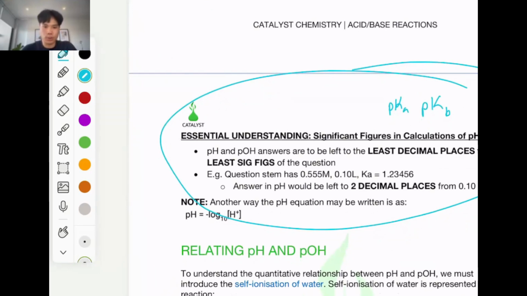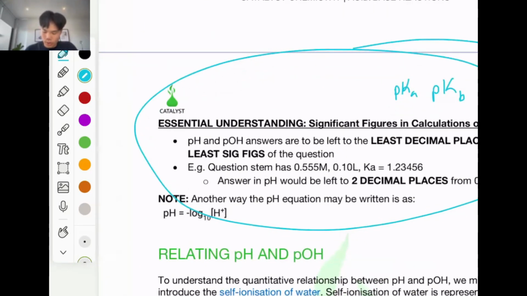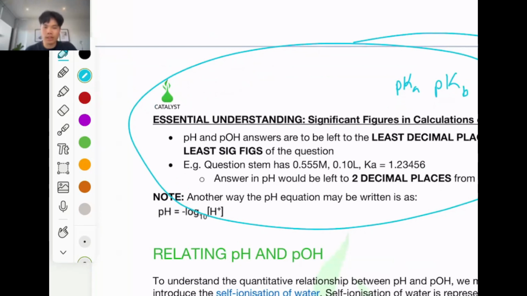For pH, it's always just a 2, regardless? No, not always to 2. It's to the least number of sig figs in the question stem. So if your 3 numbers in your question stem were 0.555, 0.10, and 1.23456, the least sig figs is 2, and that becomes how many decimal places you leave it to. Say, for example, this was just 0.1 and it was 1 sig fig, then you would leave it to 1 decimal place, and so on.